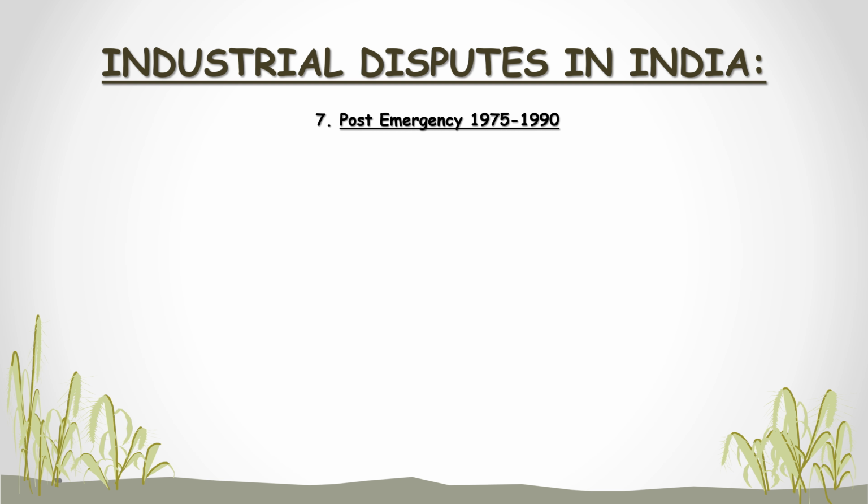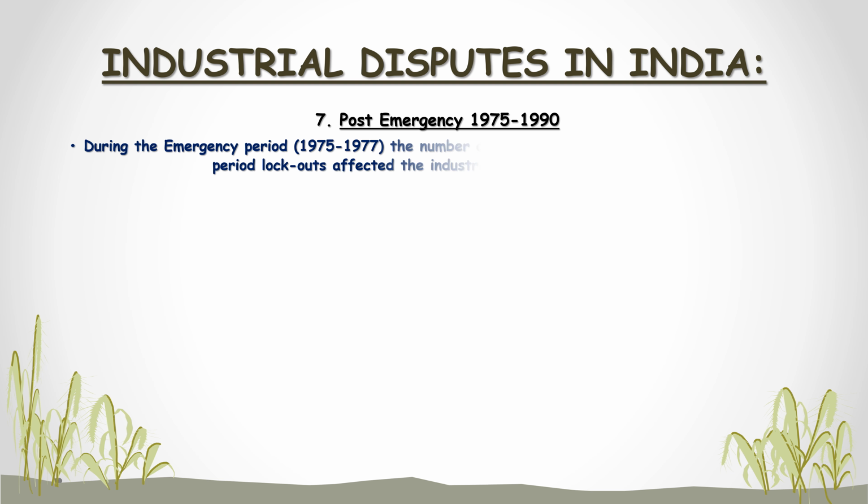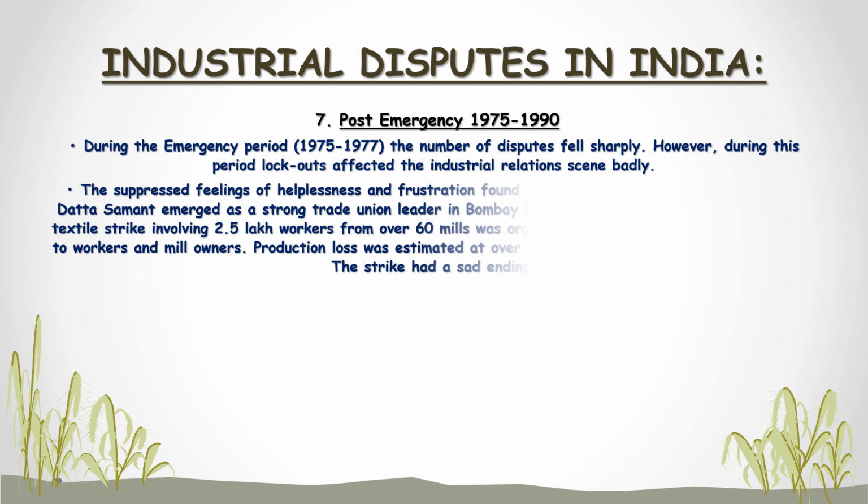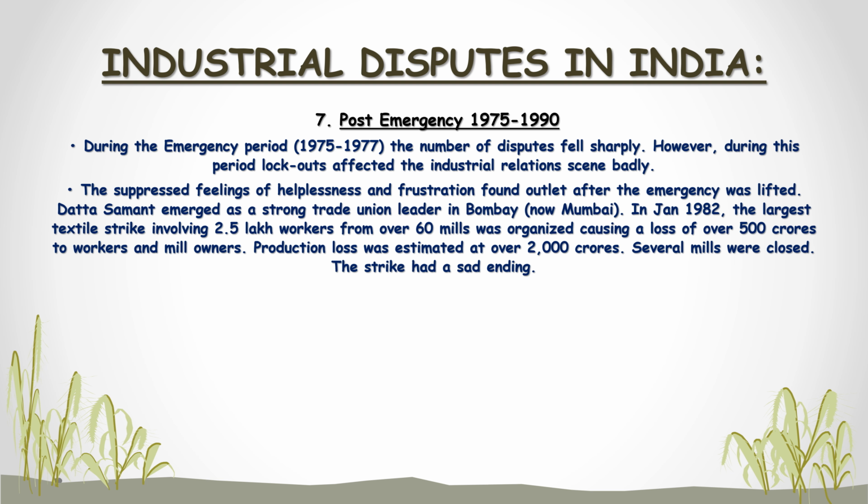7. Post-emergency, 1975 to 1990. During the emergency period, 1975 to 1977, the number of disputes fell sharply. However, during this period lockouts affected the industrial relations scene badly. The suppressed feelings of helplessness and frustration found an outlet after the emergency was lifted. Datta Samant emerged as a strong trade union leader in Bombay, now Mumbai.